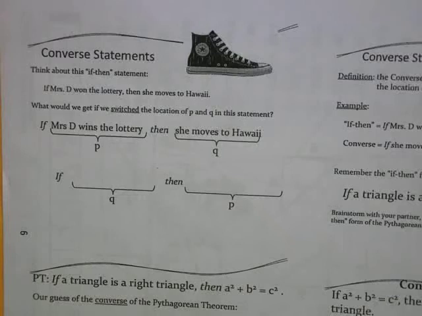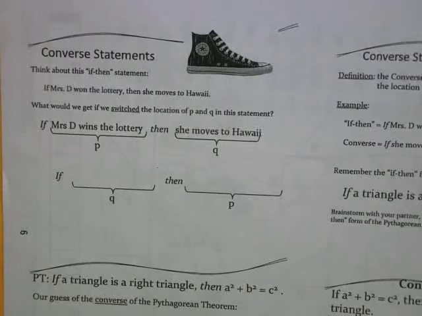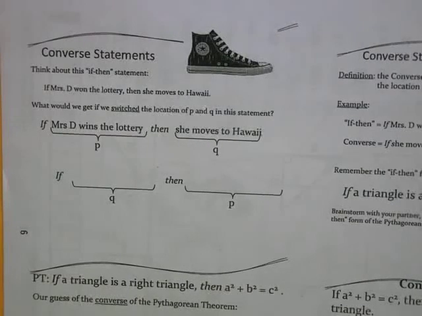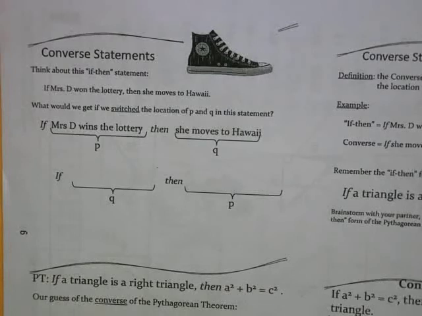won the lottery, then she moves to Hawaii. So what would we get if we switch the location of our if-then statement, and we're going to call it P and Q. So the first part of the sentence is our P. If Miss D wins the lottery, that's our P, then Q, she moves to Hawaii. Okay, well, what if we switch that around?